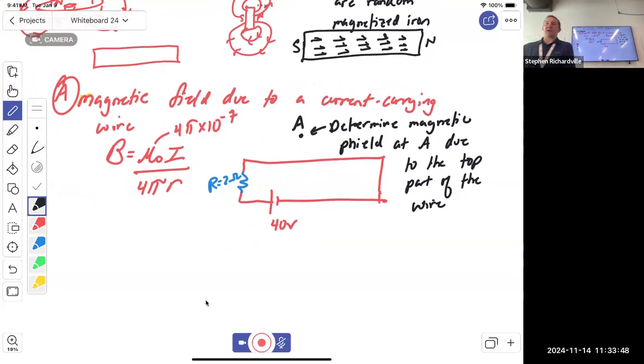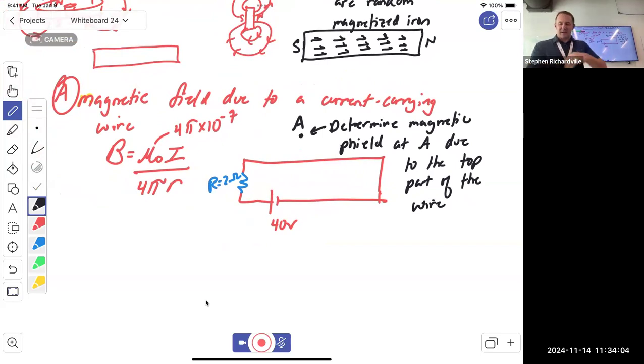Magnetic field due to a current carrying wire. So I've got the little loop of wire and I want to find the magnetic field at point A due to the wire. The math is pretty easy here. The conceptual part will get progressively more difficult.